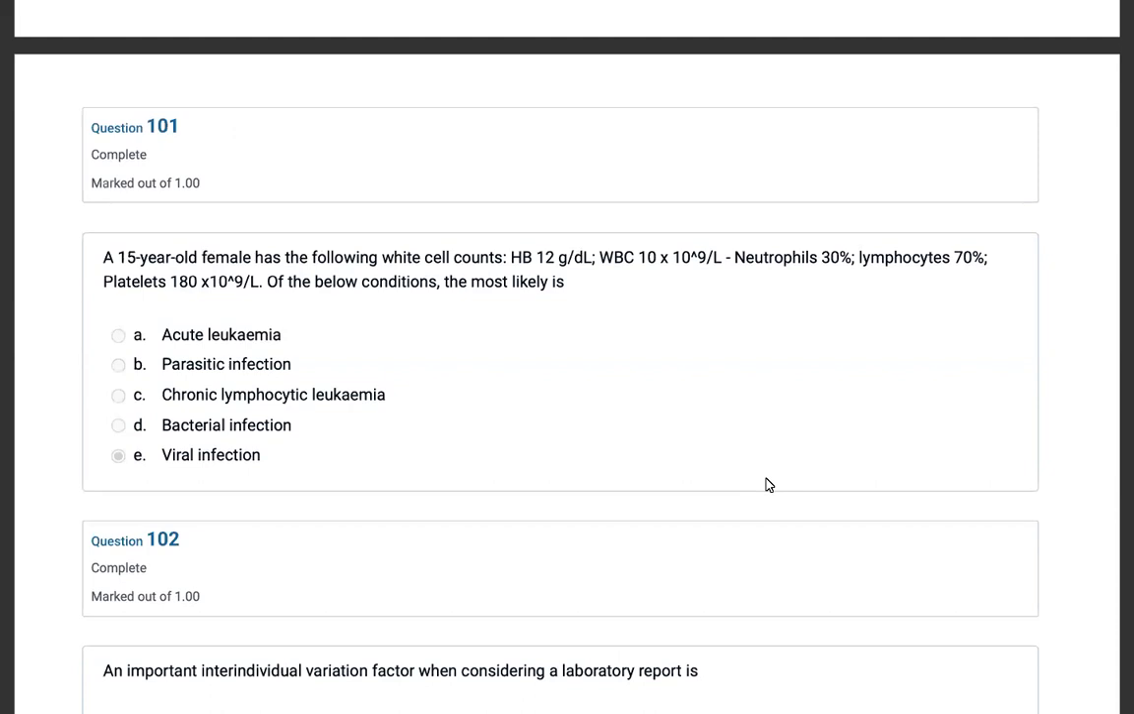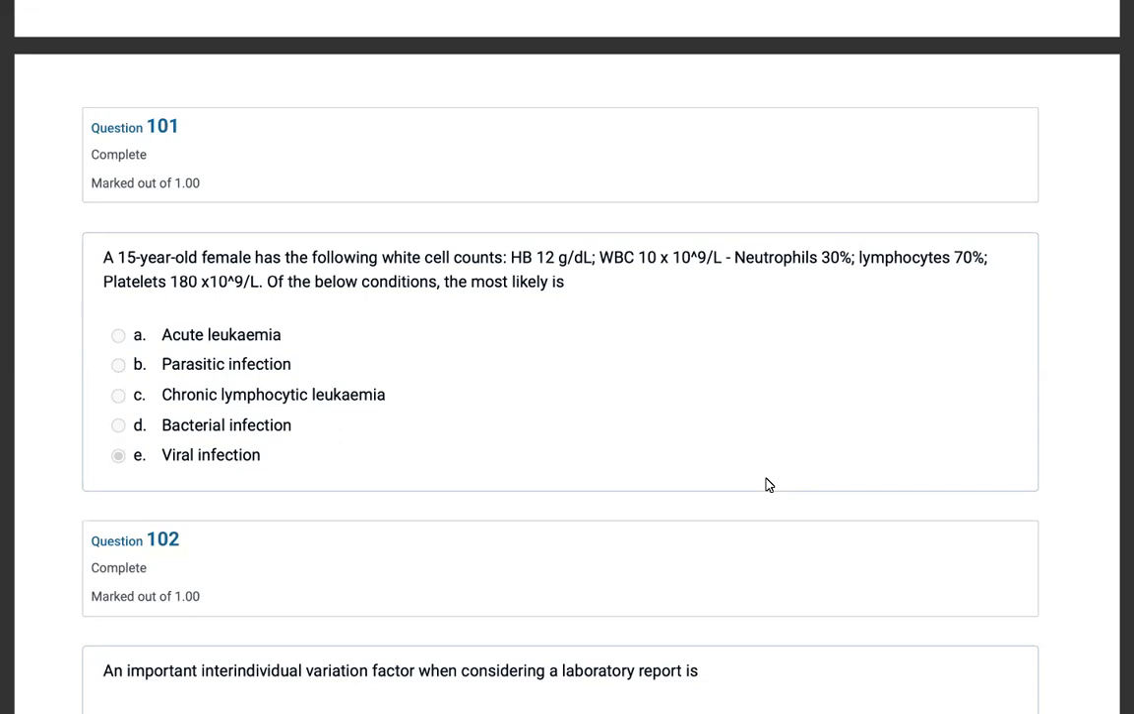All right, so someone has reminded us we have hemophilia A, which is factor 8, hemophilia B factor 9, and hemophilia C factor 11. So those are the factors. A 15-year-old female has the following blood count: hemoglobin 12, white blood cells 10, neutrophils 30%, lymphocytes 70%, platelets 180 times 10 to the power 9 per liter.